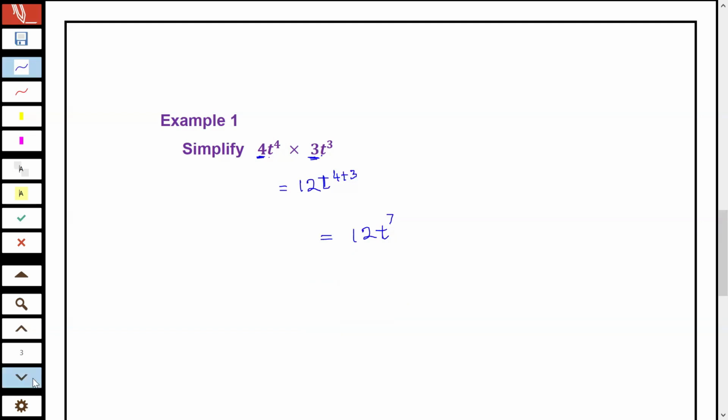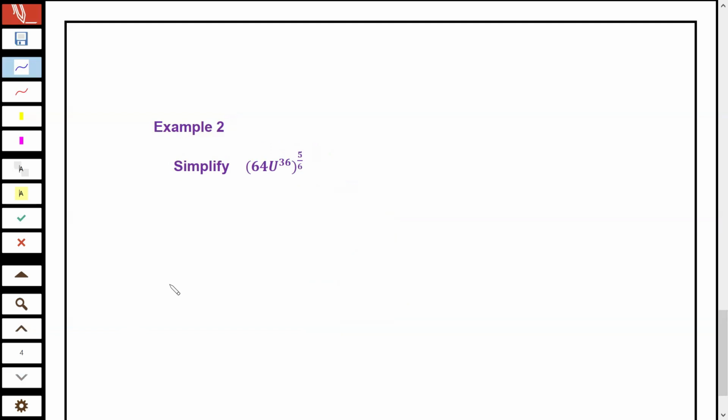Now the next example, example 2: simplify 64u to the power of 36 raised to the power of 5 over 6. In this case, we have to distribute the power 5 over 6 to every single term inside the bracket. So this can be written as 64 raised to the power of 5 over 6 times u to the power of 36, now raised to the power of 5 over 6.